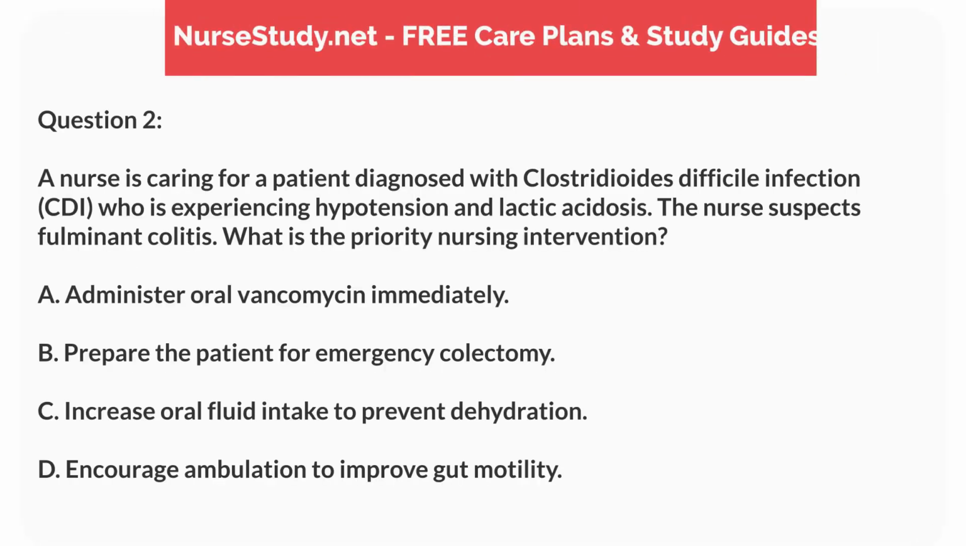Question 2. A nurse is caring for a patient diagnosed with Clostridioides difficile infection, CDI, who is experiencing hypotension and lactic acidosis. The nurse suspects fulminant colitis. What is the priority nursing intervention? A. Administer oral vancomycin immediately. B. Prepare the patient for emergency colectomy. C. Increase oral fluid intake to prevent dehydration. D. Encourage ambulation to improve gut motility.